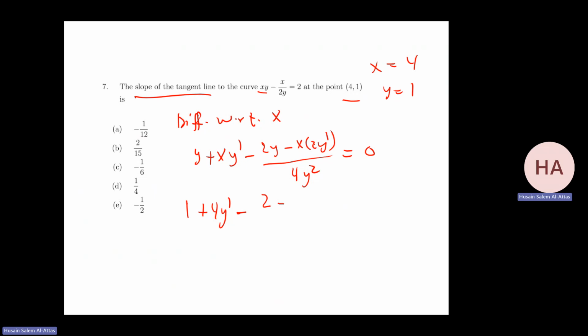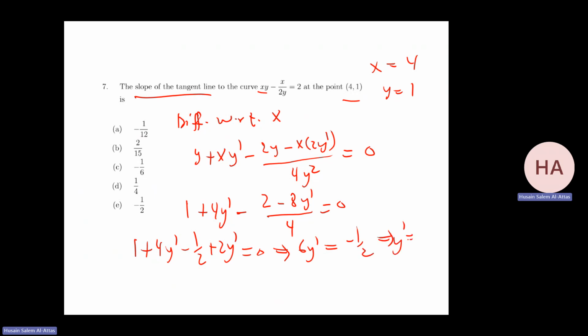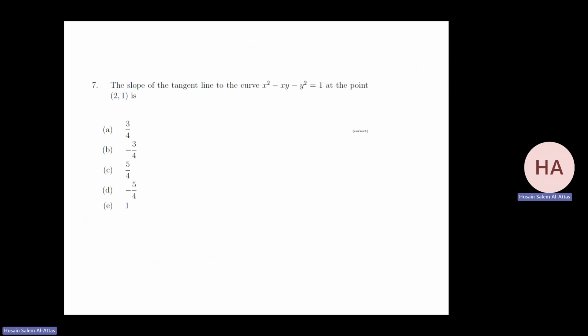Minus 2 times 4 minus 8y' over 4 equals 0. So I have 1 plus 4y' minus half plus 2y' equals 0. So I have 6y' equals what? 1 minus half is half, take it to the other side, minus half. So y' equals minus 1 over 12, which is this one.